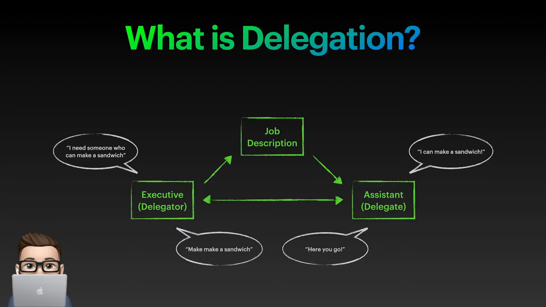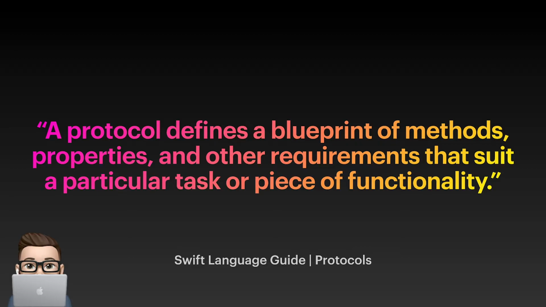In Swift, we call that job description a protocol. According to the Swift language guide, a protocol defines a blueprint of methods, properties, and other requirements that suit a particular task or piece of functionality. That sounds a lot like a job description to me.